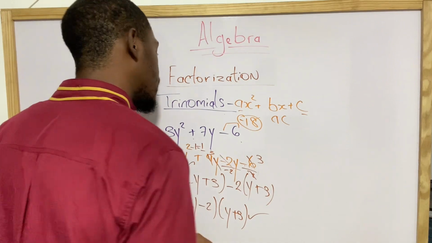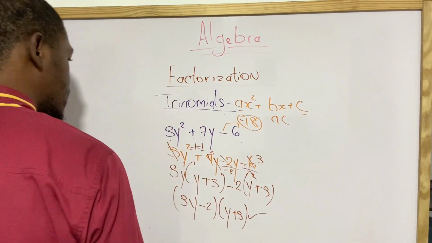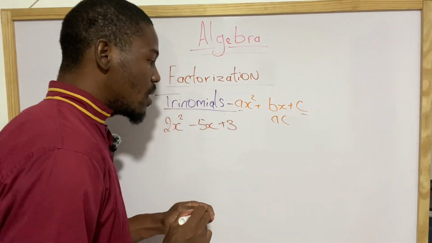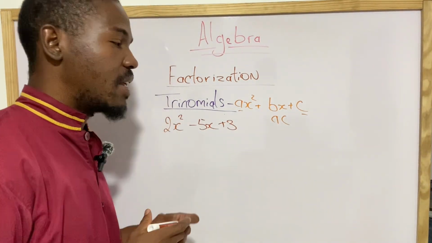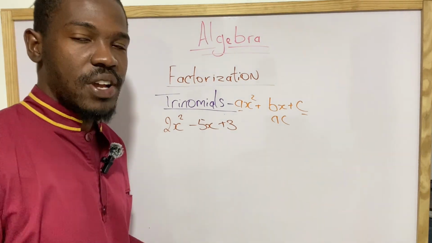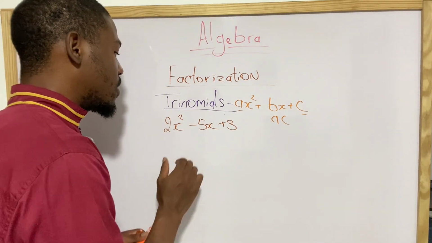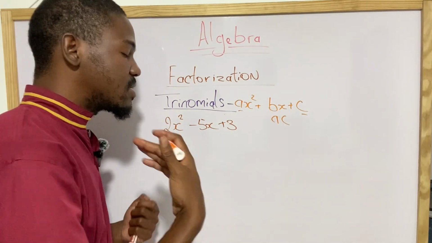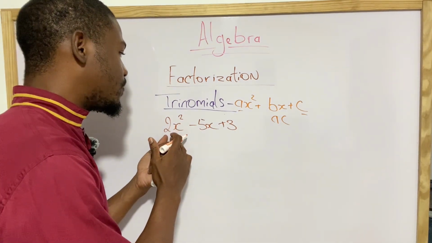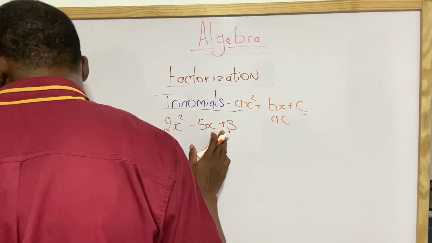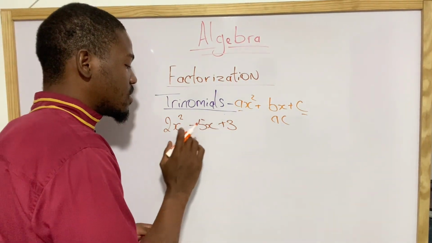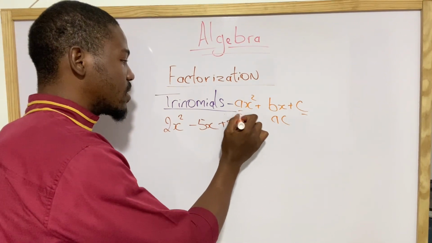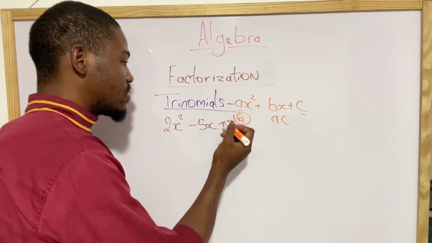Now, when you look at trinomials, there are different aspects to it. So let us look at another aspect of solving trinomials. If we were to look carefully, we have 2x squared minus 5x plus 3. Again, a times c is the first step. This is a positive 3, just checking to ensure that that is it. So we have 2 times 3, which is going to give me a positive 6.